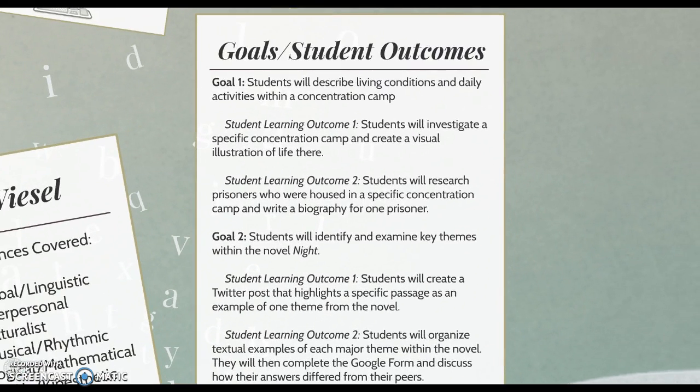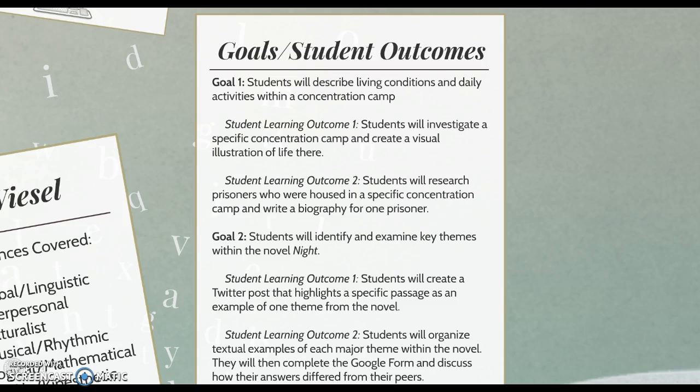The goals of this unit are that students will describe living conditions and daily activities within a concentration camp. The student learning outcomes for this goal are that students will investigate a specific concentration camp and create a visual illustration of life there, and that students will research prisoners who were housed in specific concentration camps and write a biography for one prisoner.